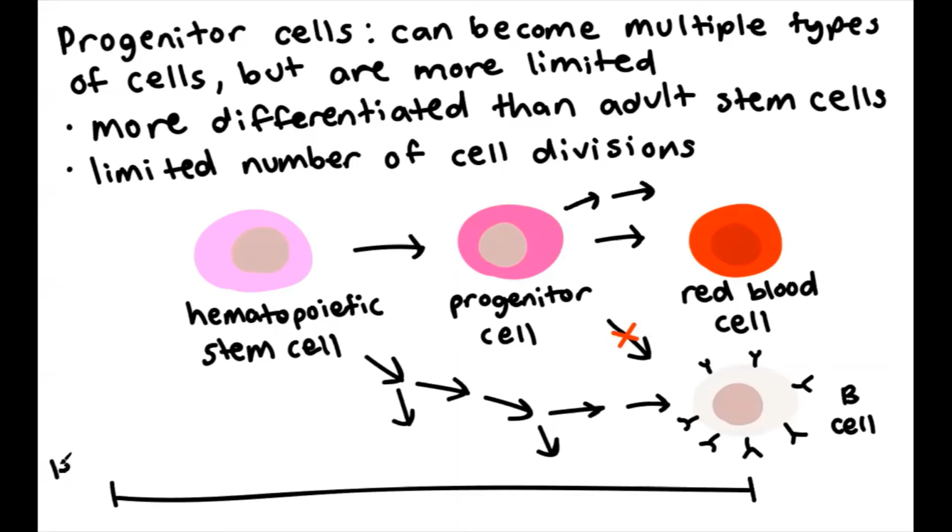Note that stem cells generally go through a progenitor cell state. They don't immediately become fully differentiated after just one round.